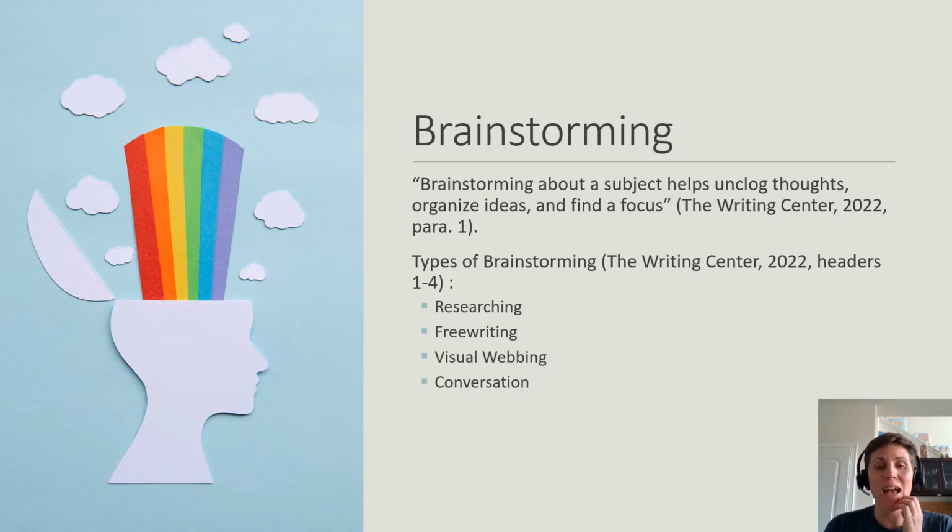Brainstorming about a subject helps unclog thoughts, organize ideas, and find focus. The types of brainstorming can come in a variety of styles. You have researching, free writing, visual webbing, and conversations. I like visual webbing myself.